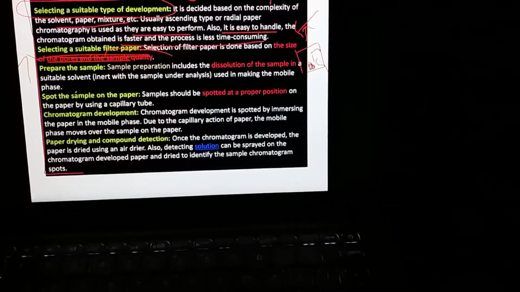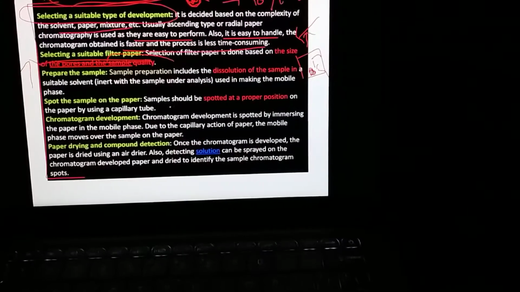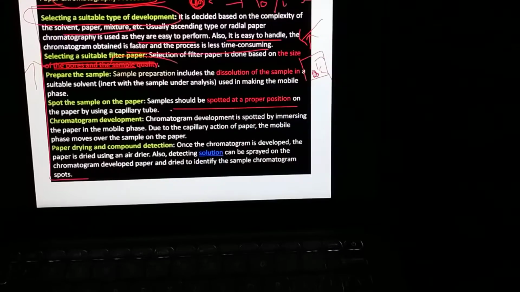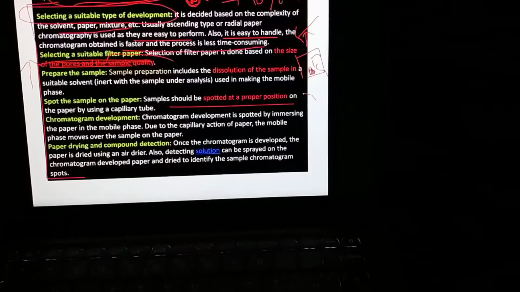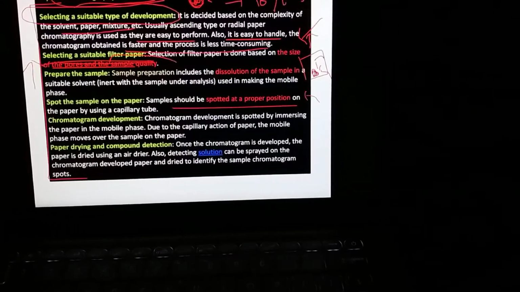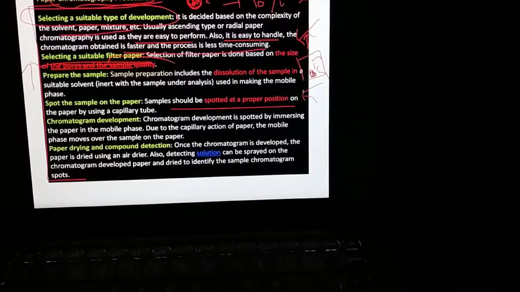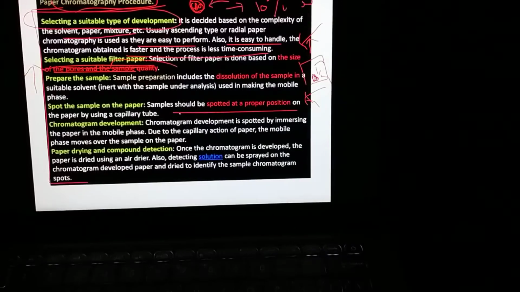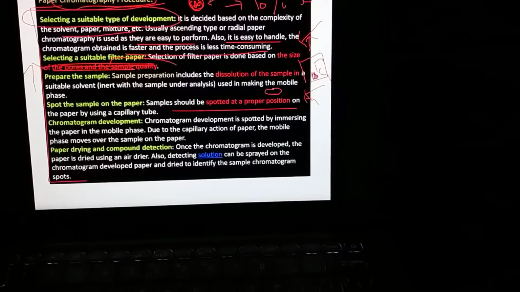Spot the sample on the paper. The sample should be spotted at the proper position on the paper by using a capillary tube. Your capillary tube will be very fine, so you can apply the sample in a minimum amount. Your spot should be spherical and small, not large like that.